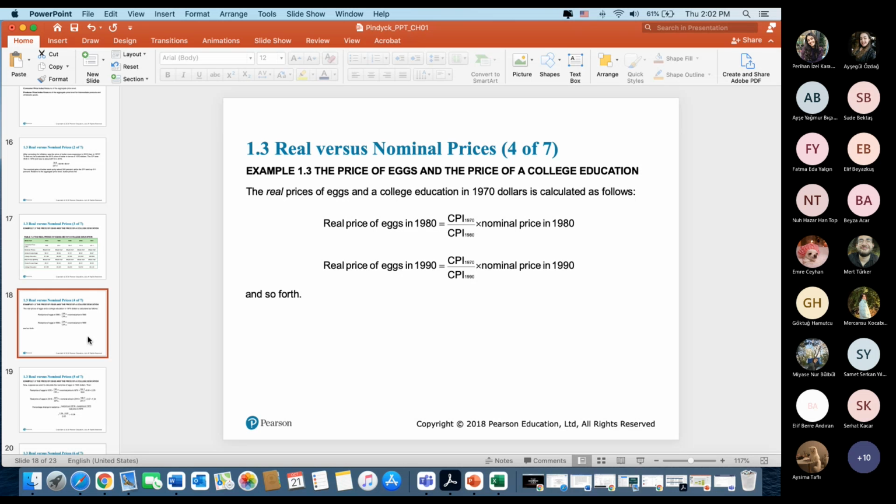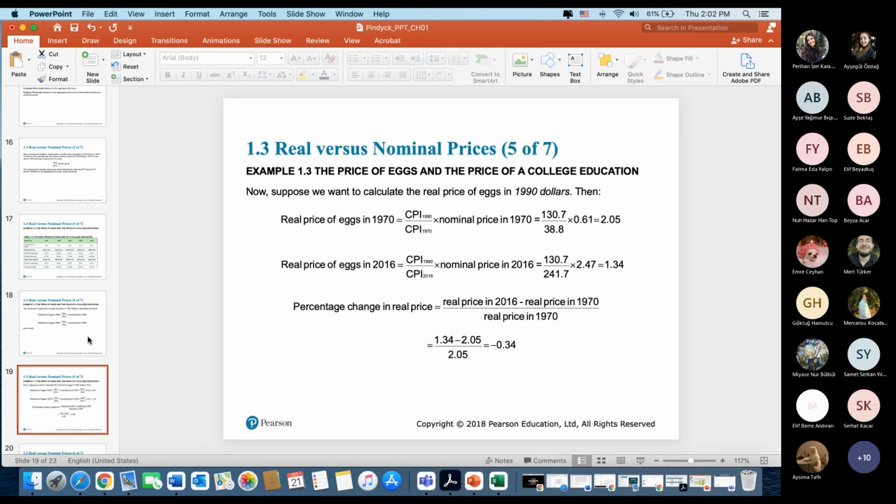That's the same for the 1990s. The formula is the same. Only you want to see why my value has been changed. Here is the CPI. And now suppose we want to calculate the real price of the eggs in 1990. In 1970 is the base year. CPI 1970 over CPI 1990, okay, multiplied with the nominal price, is going to give you the real price.